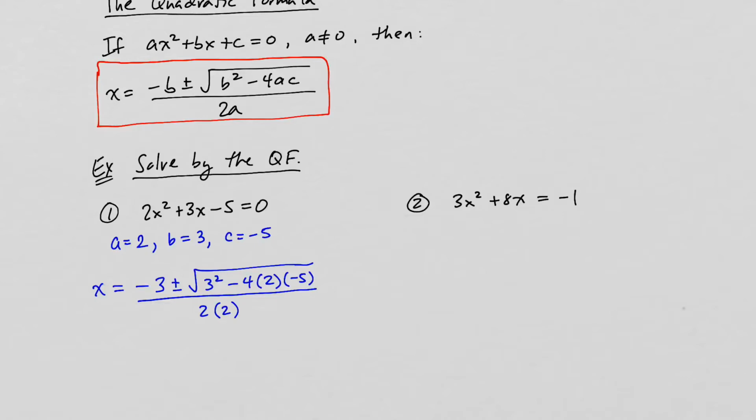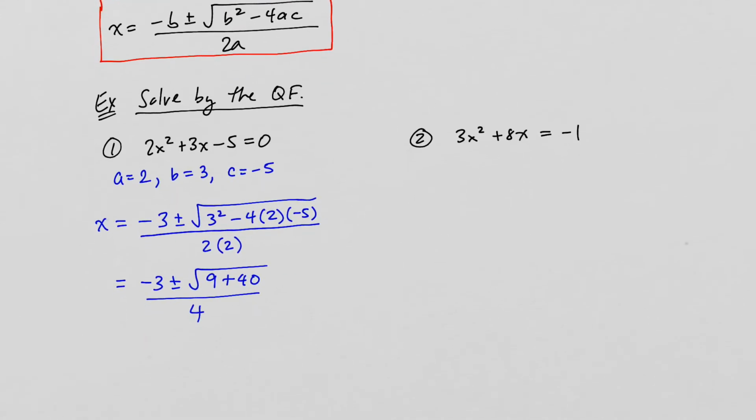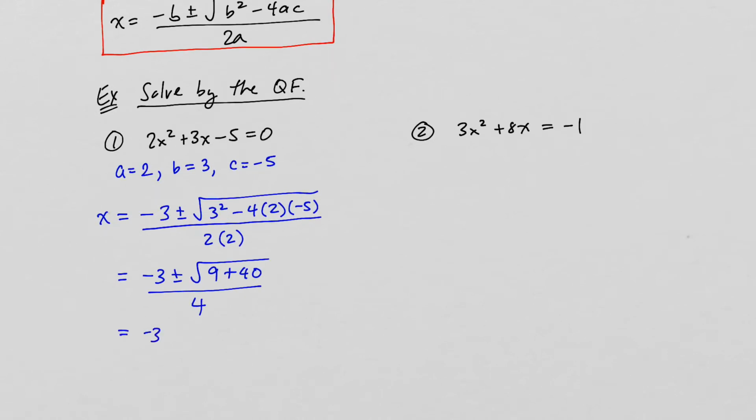So again, we're just taking the numbers a equals 2, b equals 3, c equals negative 5, and plugging them into their respective spots in the formula. The rest of this problem is arithmetic. So this is equal to negative 3 plus or minus the square root of 3 squared, which is 9. Negative 4 times 2 times negative 5 is going to be positive 40. And then divided by 2 times 2, which is 4. Now if we simplify this, 9 plus 40 is 49. So we have negative 3 plus or minus the square root of 49, divided by 4. And this is negative 3 plus or minus 7, divided by 4.